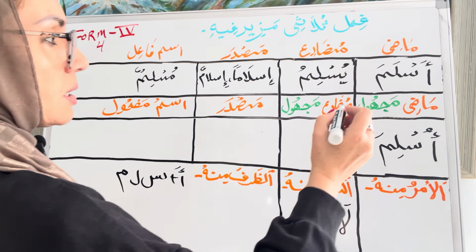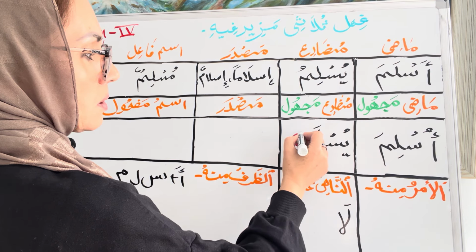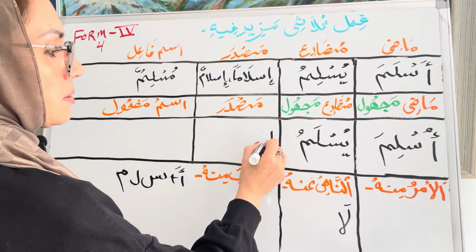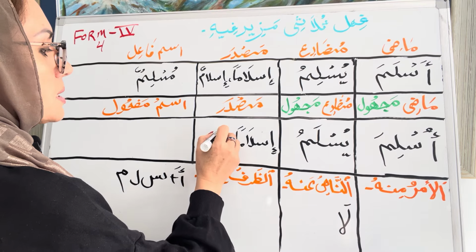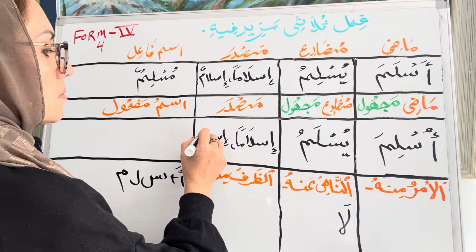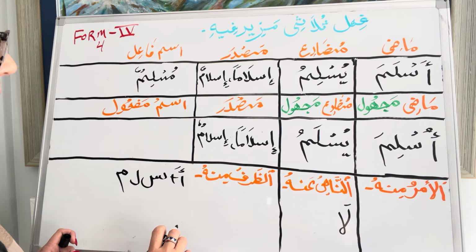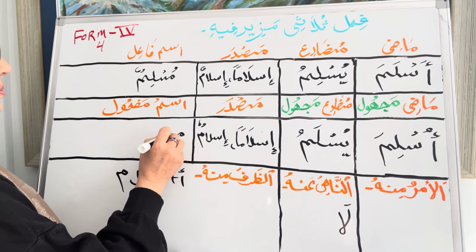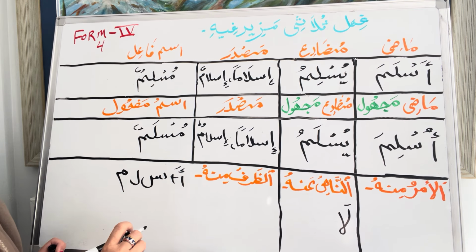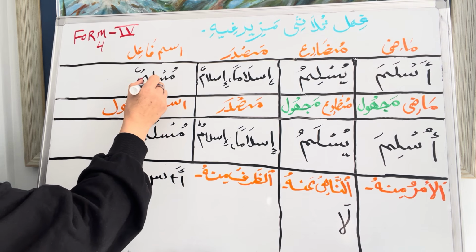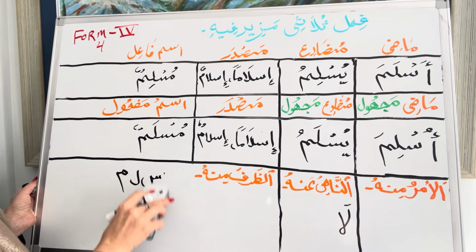Uslima. Yuslamu. Same thing, Islaman, or Islamun. And then Muslamun, ism maf'ul. مسلم. This is اسم مفعول.